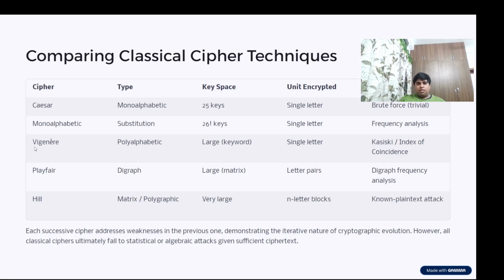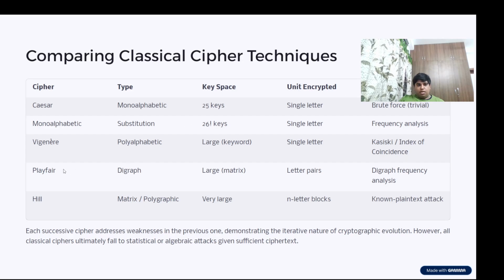With the Vigenere cipher, the classical cipher techniques become a little advanced, and it took some time for hackers or people to decode them. It's a polyalphabetic type of cipher. Key space is large since we consider a keyword. You don't encrypt single letters, and the main vulnerability is Kasiski's key or the index of coincidence.